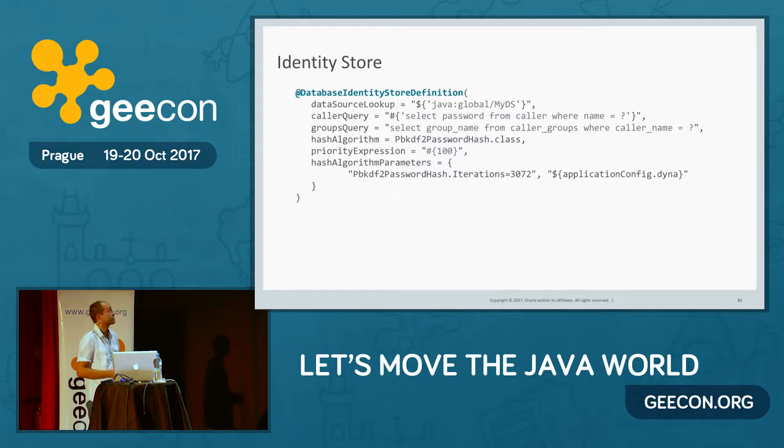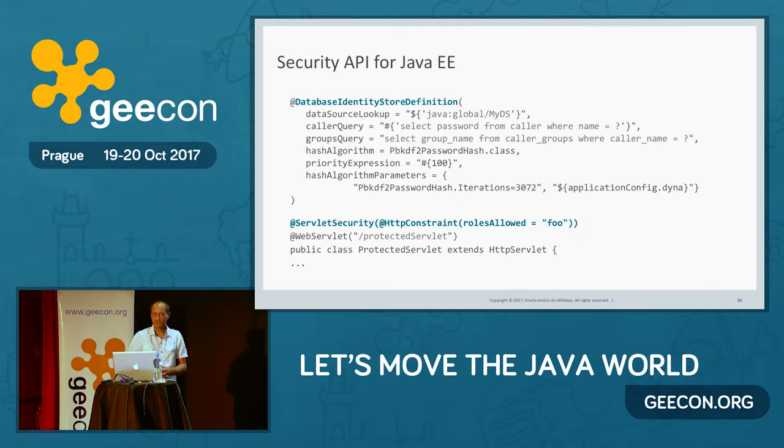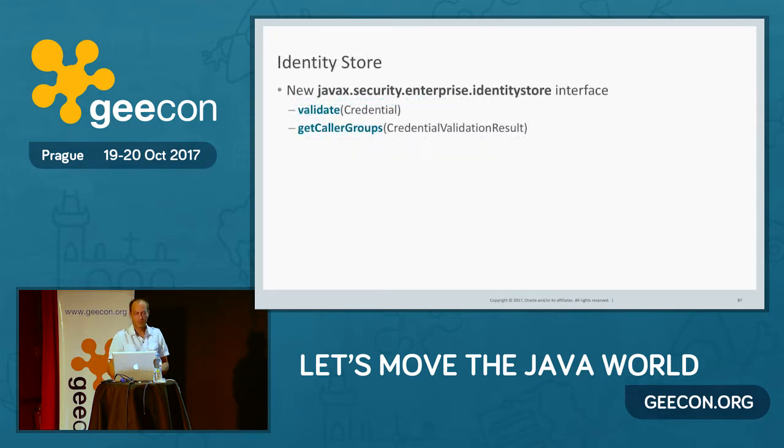This is how a definition can look like. So it can be defined through some data source and so on. If I want to protect some servlet, I can set the servlet security annotation and put in an HTTP constraint, set it to some role. And then I want to use the database identity store to find out the user and their role. The most important API from the identity store interface is validate and get caller groups.